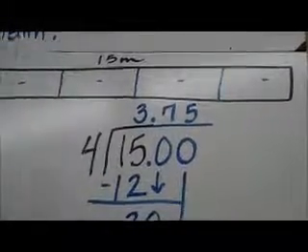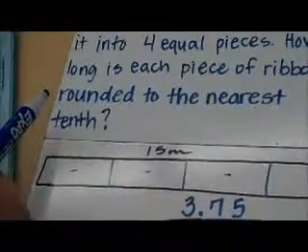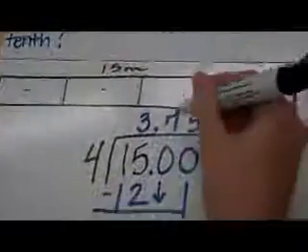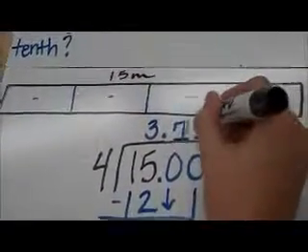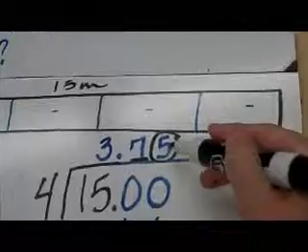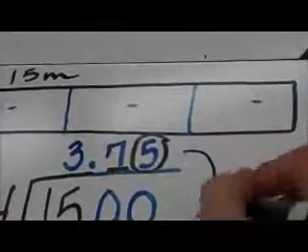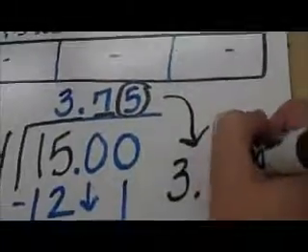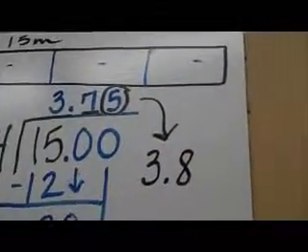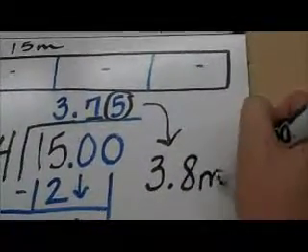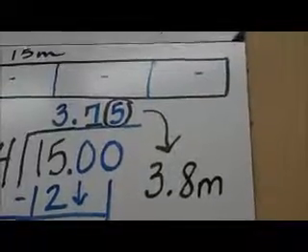However, going back to our original question, we're supposed to round it to the nearest tenth. So if we're going to round it to the tenth, we're going to look at the hundredths place, and that 5 tells me I need to round up. So this is going to equal 3.8 meters. Don't forget that unit. Okay, there's your first one. Let's move on to another.